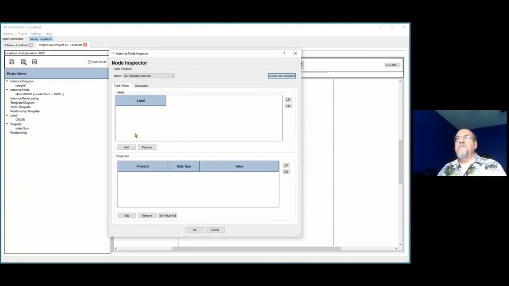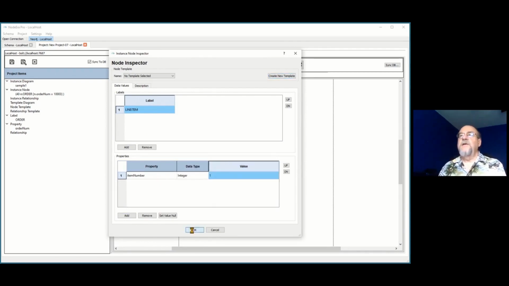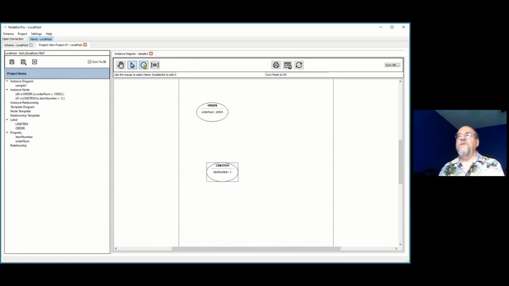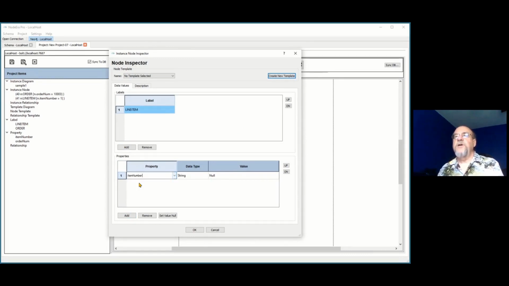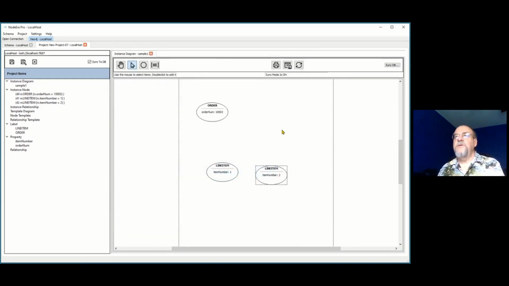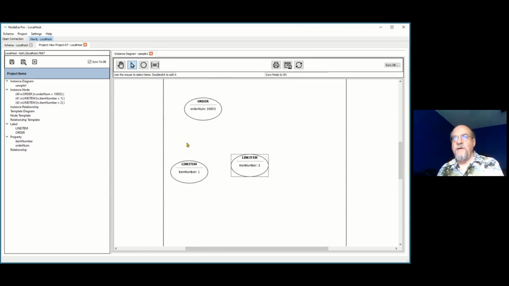Okay, let's go ahead and create a line item. So once again, we're going to create a label. We'll add a property. Probably should have an item number. And so we'll create item number 1 for this order. Orders hopefully have more than one line item, so now that we've already entered the labels and properties, we can just pick them. And this will be item number 2. All right, so now we've got 3 nodes in the database.